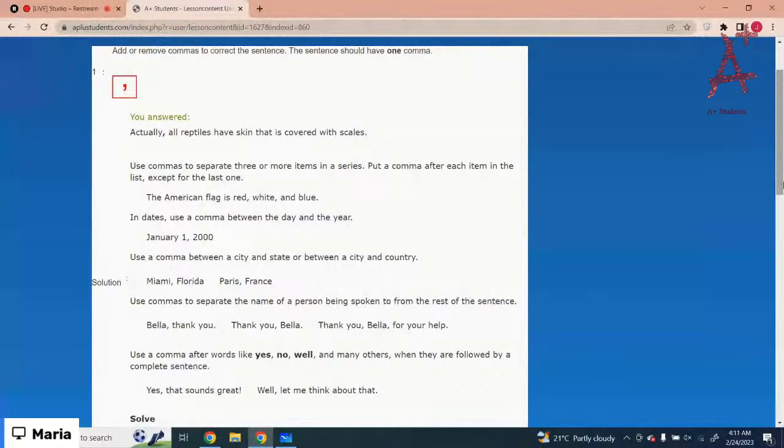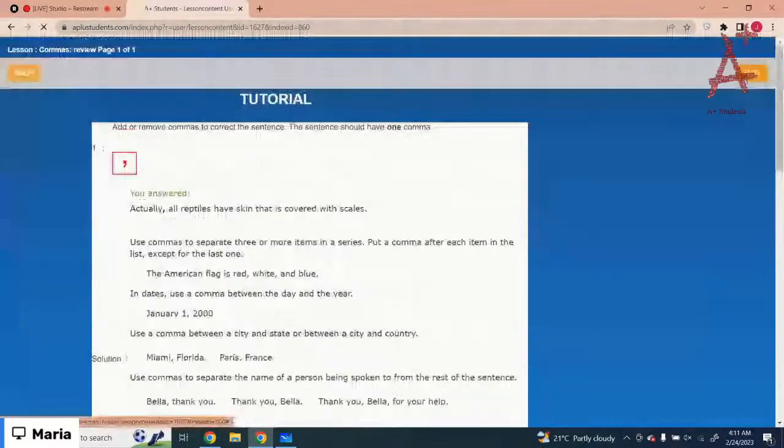Use a comma after words like yes, no, well, and many others when they are followed by a complete sentence, like yes, that sounds great. Well, let me think about that. Got it? Let's start with the test questions.